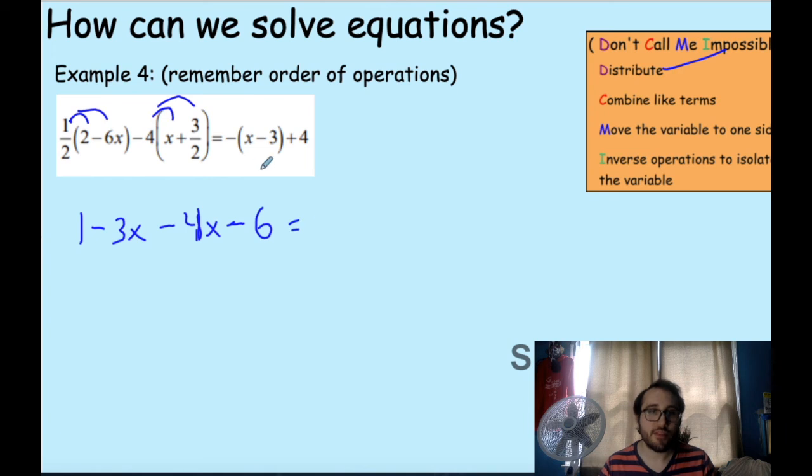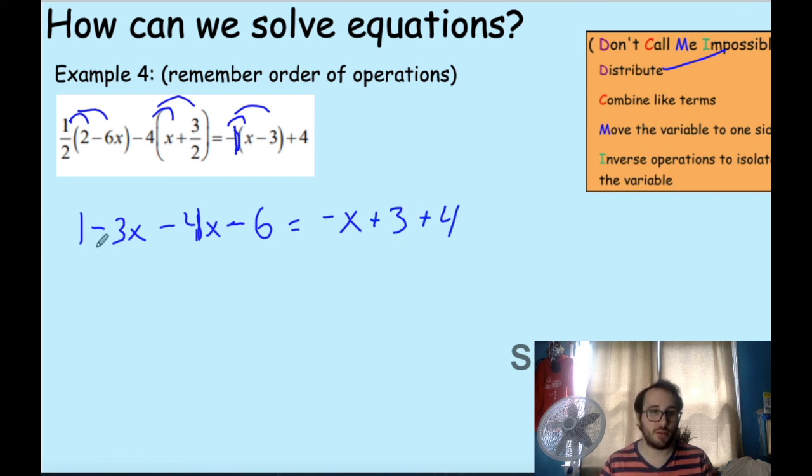Equals. Now remember, anything outside of the parentheses is technically a 1. So technically, this is negative 1. So we're going to distribute a negative 1. So we get negative x. Negative 1 times negative 3 is positive 3. And we're just left with 4.